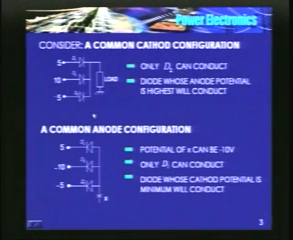So what is the conclusion here? In a common cathode configuration, the diode whose anode potential is maximum will conduct. Okay, I will repeat. In a common cathode configuration, the diode whose anode potential is maximum will conduct.